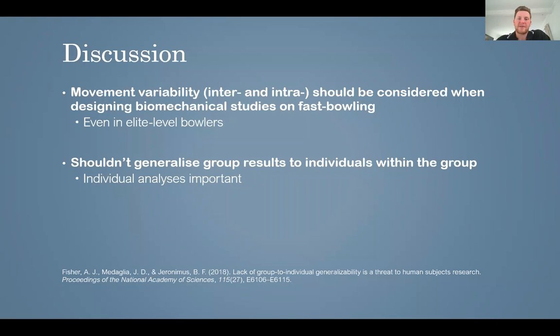So the amount of movement variability that we saw should be considered and also expected when designing future relevant studies, those that look at fast bowling technique or fast bowling kinematics, even if there are elite level bowlers in the cohort. They're still going to display both inter and intra individual variability. Because of this, it's important not to generalize the results of a group to all the individuals within that group, because this has the potential to be imprecise. This highlights the need for individual analyses of fast bowlers, particularly if there's an intervention aspect to a study, because it's not a one-size-fits-all model, due to the fact that each bowler does bowl so differently to one another.